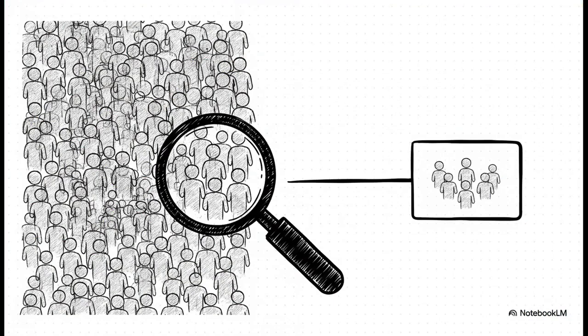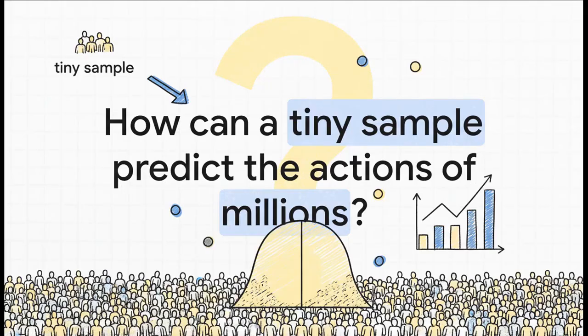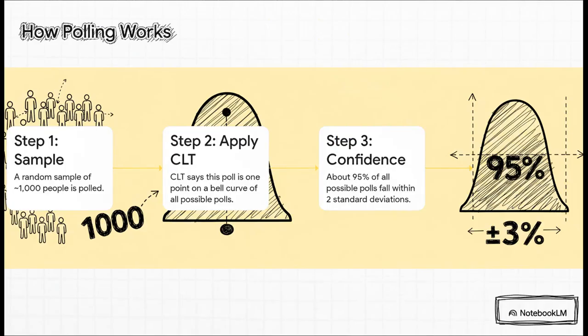I mean, think about it. You might have 150 million voters in a country. A pollster goes out and talks to maybe 1,000 of them. The difference in scale is just mind-boggling. So the obvious question that everyone asks is, how on earth can a tiny sample of 1,000 people tell you anything meaningful about a population of millions? How is that not just random noise? Well, the answer is the central limit theorem. Here's how it works.